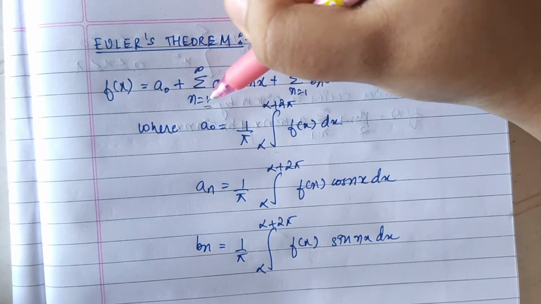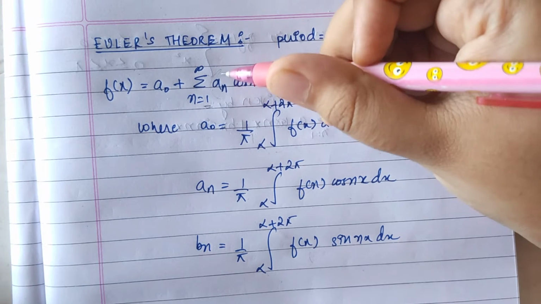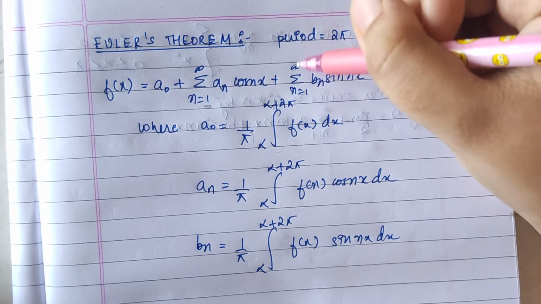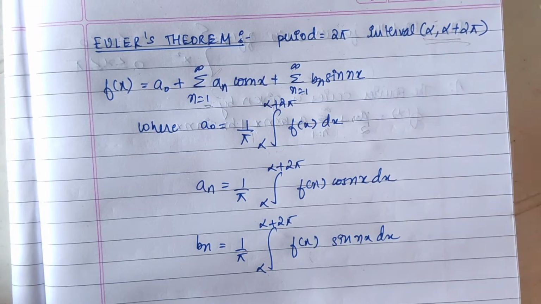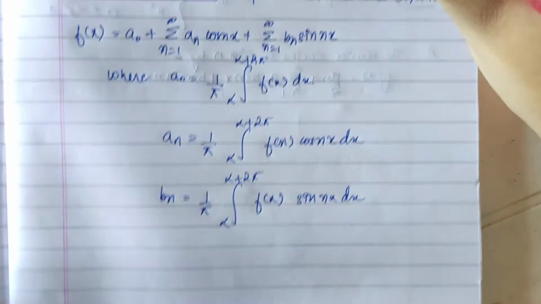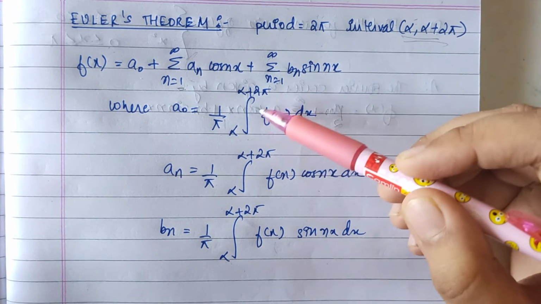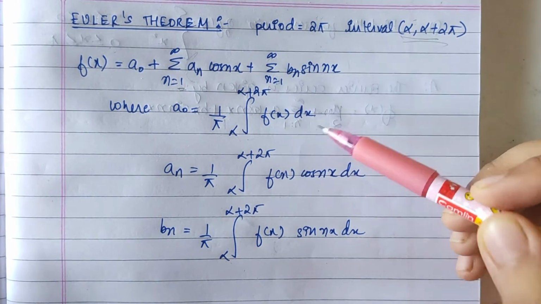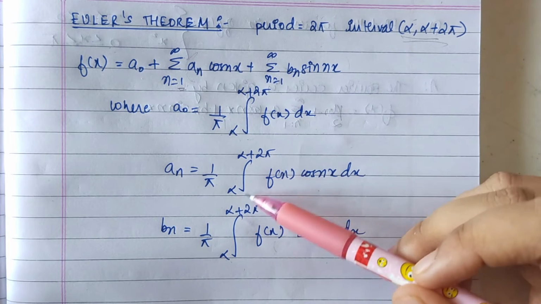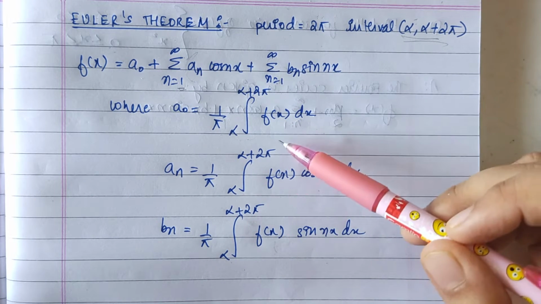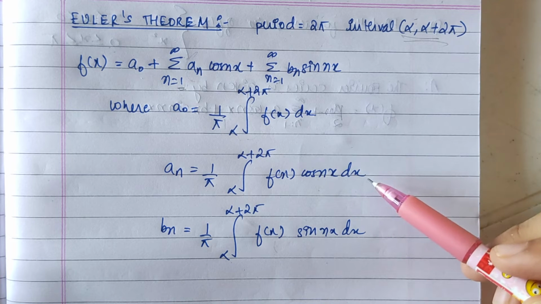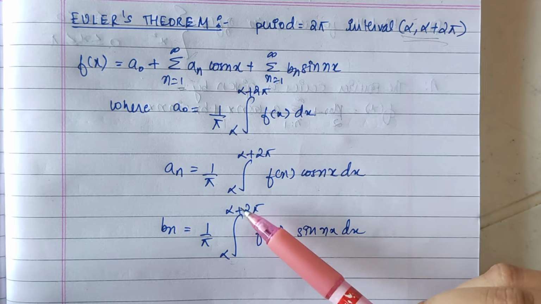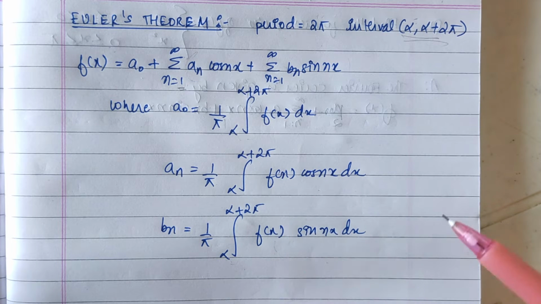In Euler's theorem, summation of n is equal to 1 up to infinity a n cos nx plus summation of n is equal to 1 up to infinity b n sin nx, where a naught is equal to 1 by pi definite integral of alpha to alpha plus 2 pi f of x dx. a n is equal to 1 by pi definite integral of alpha to alpha plus 2 pi f of x cos nx dx. b n is equal to 1 by pi definite integral of alpha to alpha plus 2 pi f of x sin nx dx.